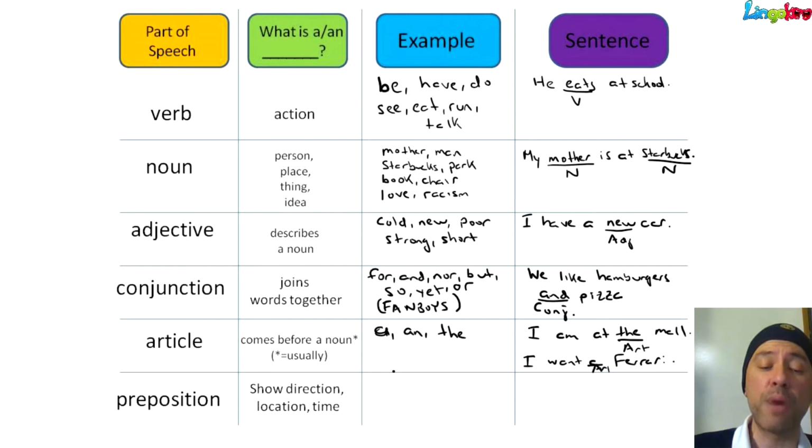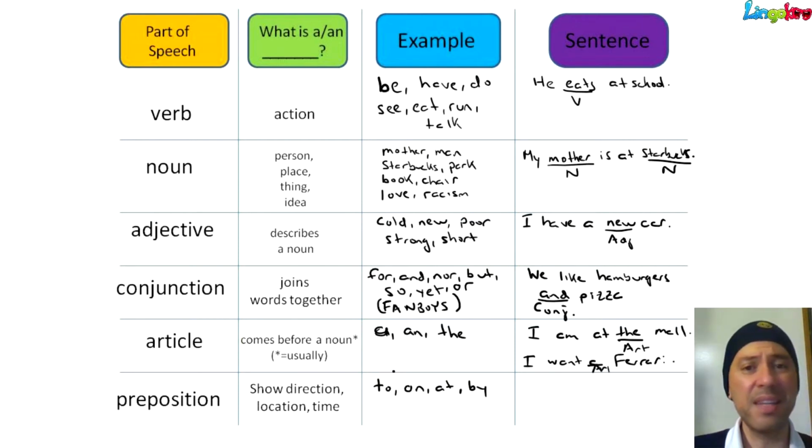Let's do the last one, prepositions. Prepositions show direction, location, and time. So examples of prepositions are to, on, at, and by. Remember, this list, when I give you examples, these are just a couple. There are many other words that are examples of what we're talking about for almost all of them.